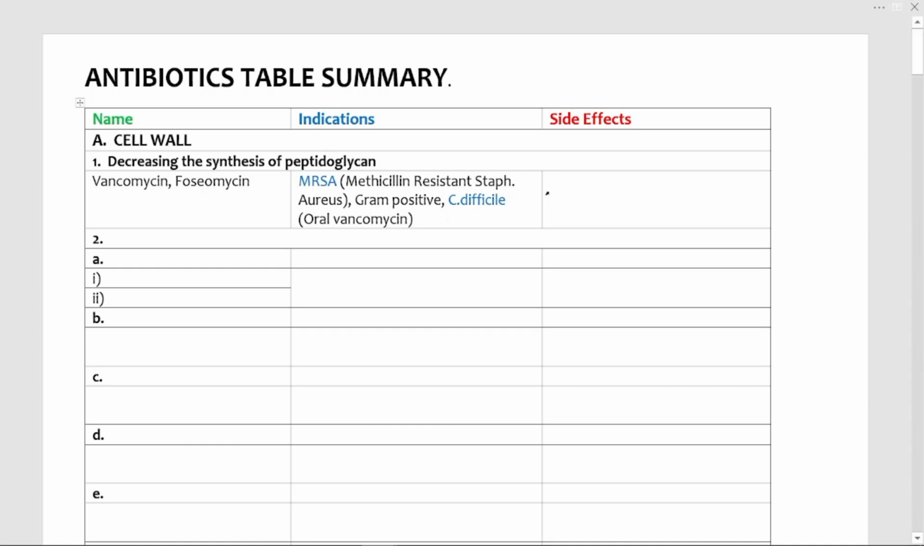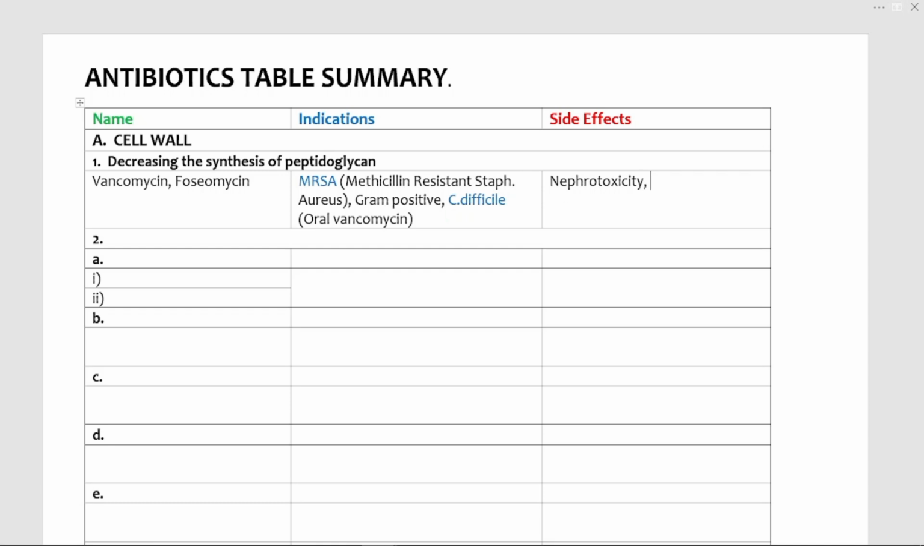So the major side effects, number one, very common, is nephrotoxicity. When the client is using vancomycin, especially when it's combined with other nephrotoxic drugs like the aminoglycosides, you have to monitor the renal function by checking the BUN and creatinine levels. When there's elevation of those levels, the drug has to be stopped, or we have to change the antibiotic to another one that is much safer. So nephrotoxicity is one of the side effects of vancomycin.